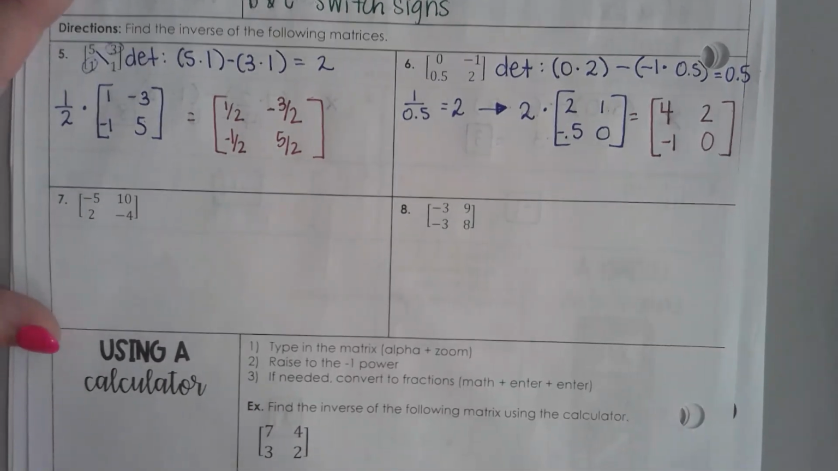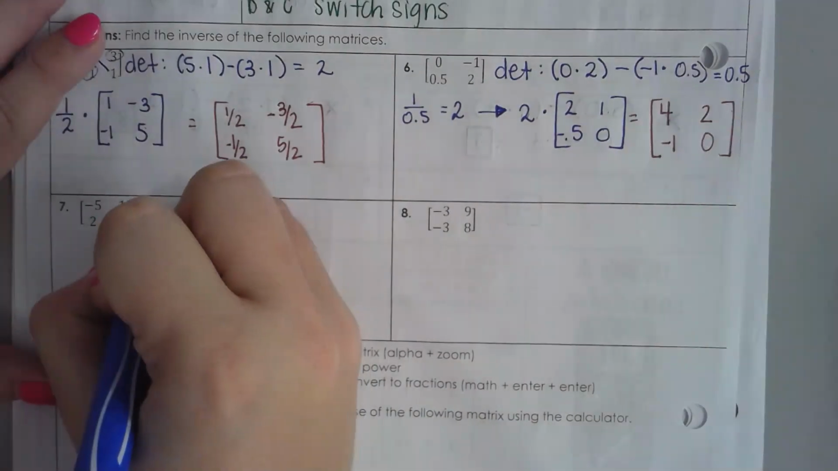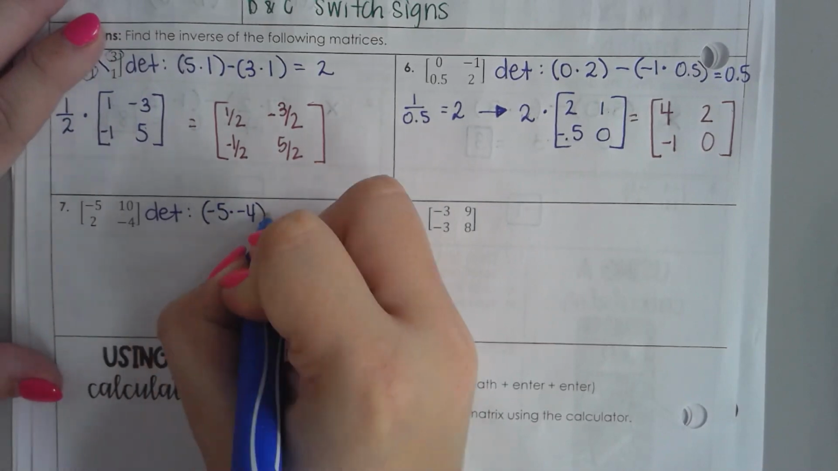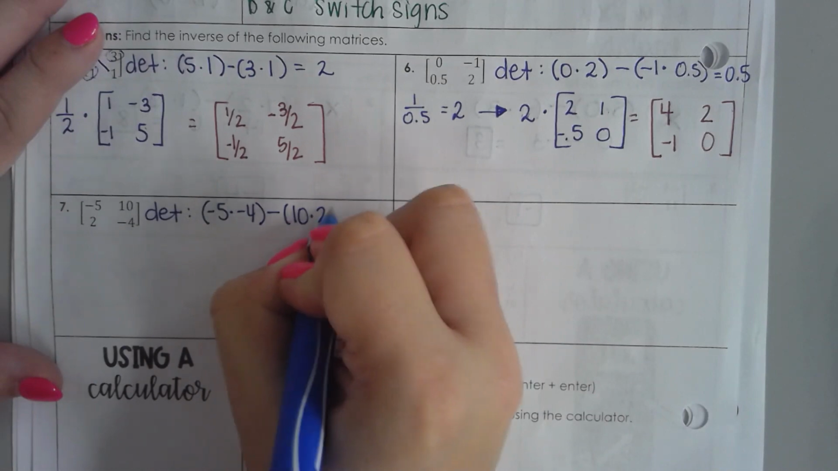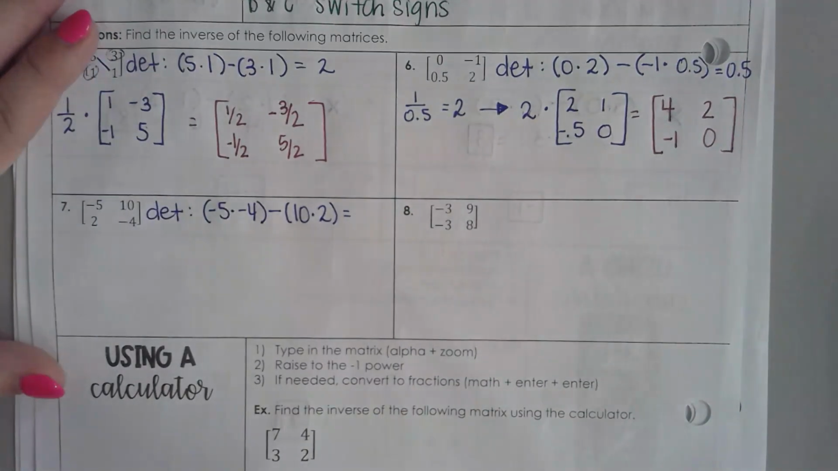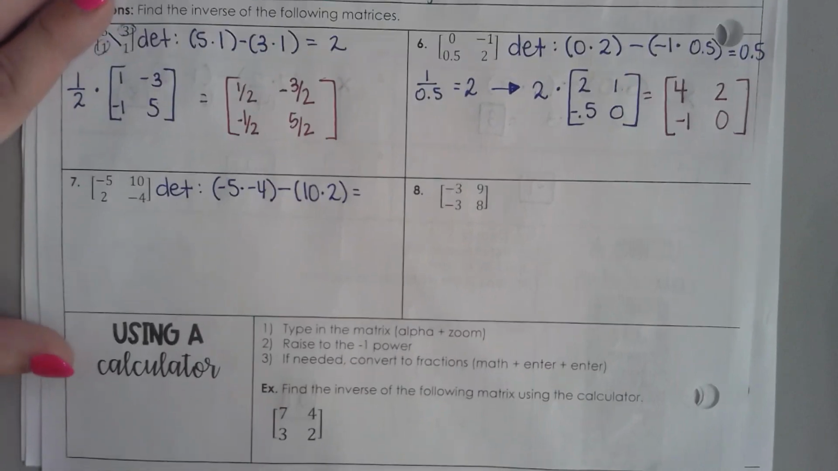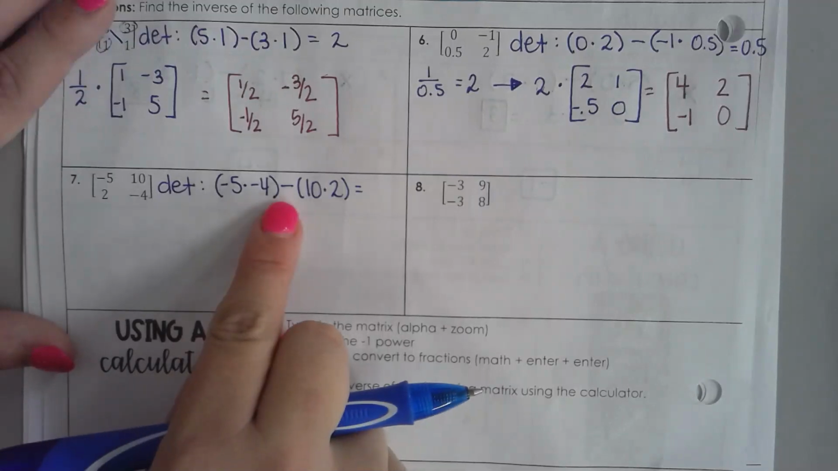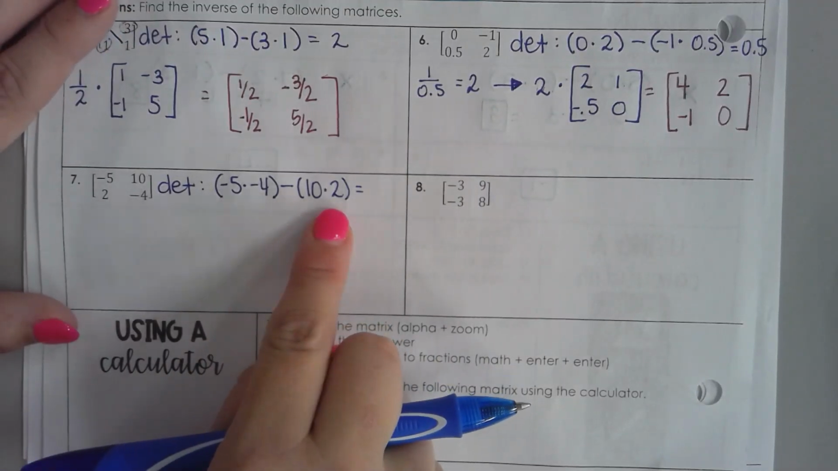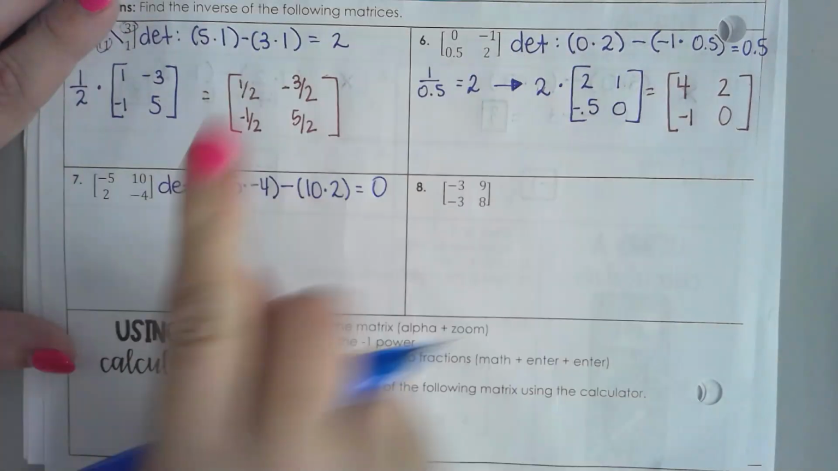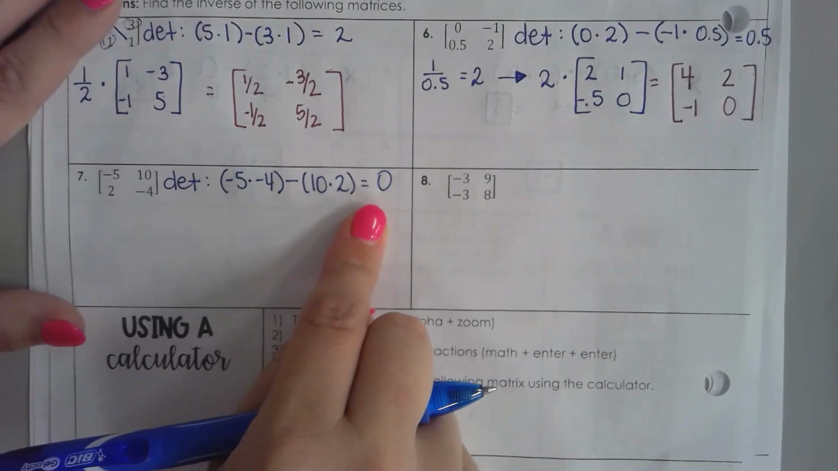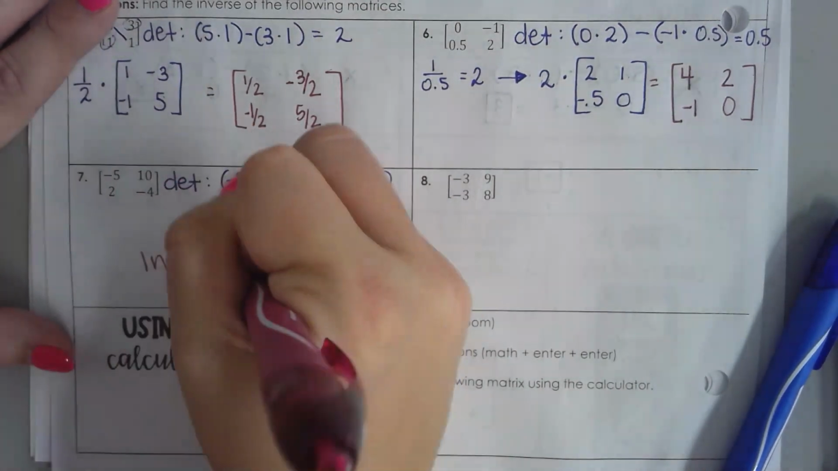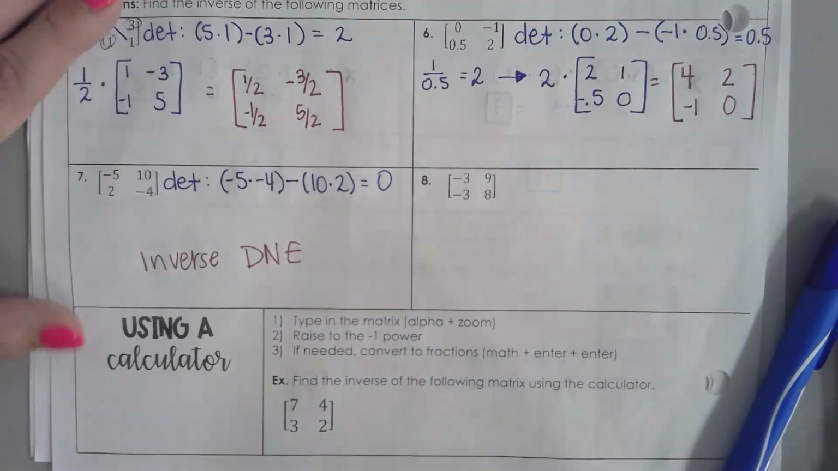Number 7. Determinant. -5 times -4 minus 10 times 2. -5 times -4 is +20 minus 10 times 2, 20. What's 20 minus 20? 0. The determinant is 0. But what about the inverse? Doesn't exist. For the inverse, you can put DNE, does not exist.